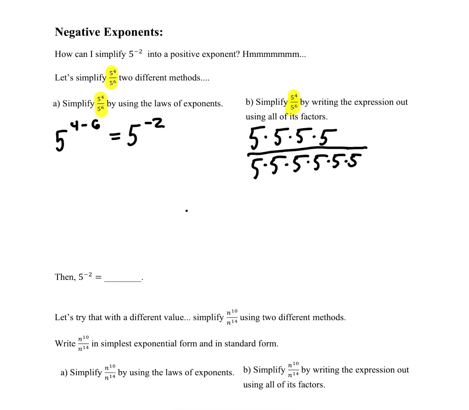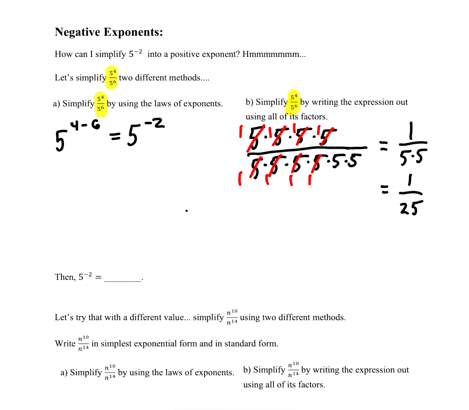And let's cancel what we can on the top and bottom, so the first 5 in each cancel out, the second cancel out to 1 and 1, the third set of 5s, and the fourth set of 5s cancel out. And what we are left with is 1 times 1 times 1 times 1 in the numerator, which is 1, over 1 times 1 times 1 times 1 times 5 times 5. So we're left with 5 times 5, essentially, in the denominator. We can write that as 1 over 25, because 5 times 5 is 25.